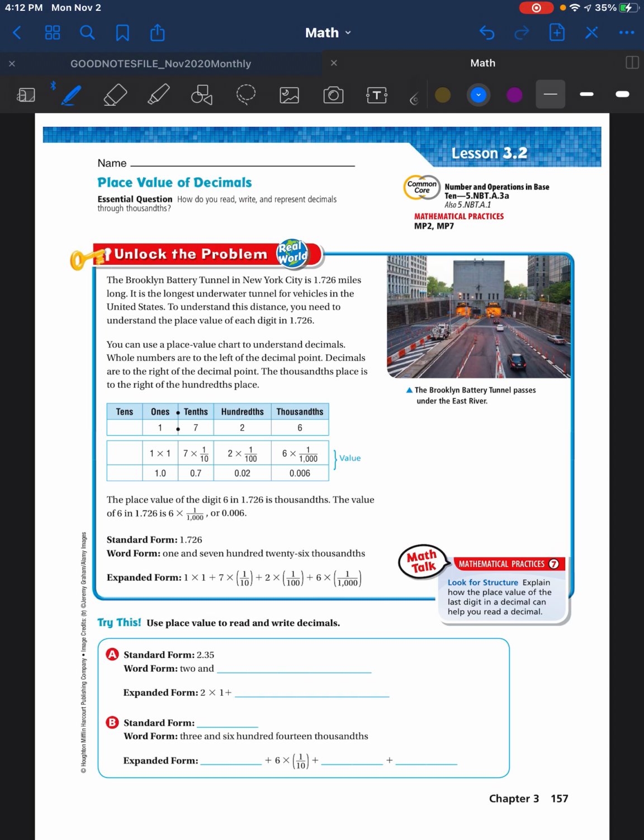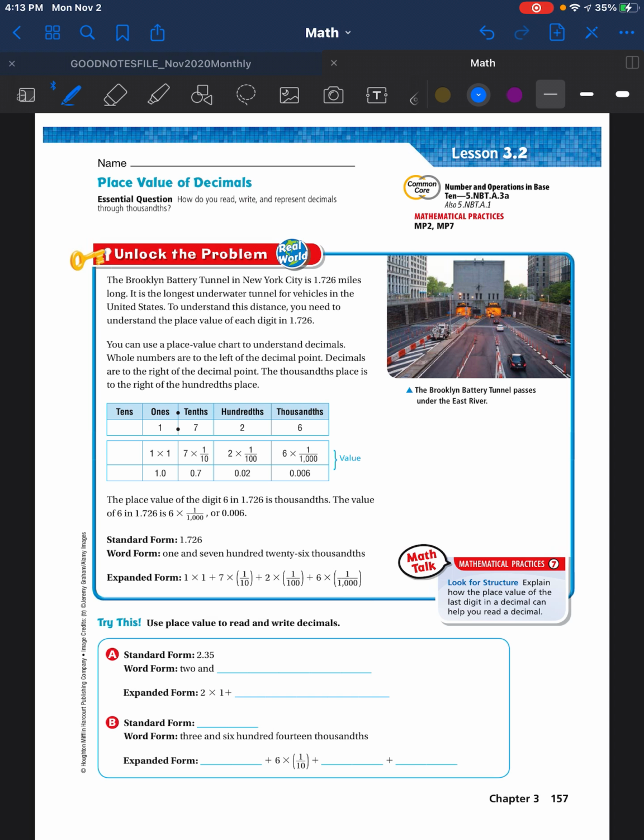It says, unlock the problem. The Brooklyn Battery Tunnel in New York City is 1.726 thousandths miles long. It is the longest underwater tunnel for vehicles in the United States. To understand this distance, you need to understand the place value of each digit in 1.726. You can use a place value chart to understand the decimals.